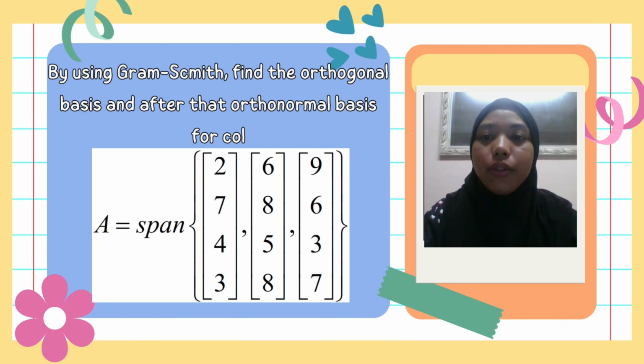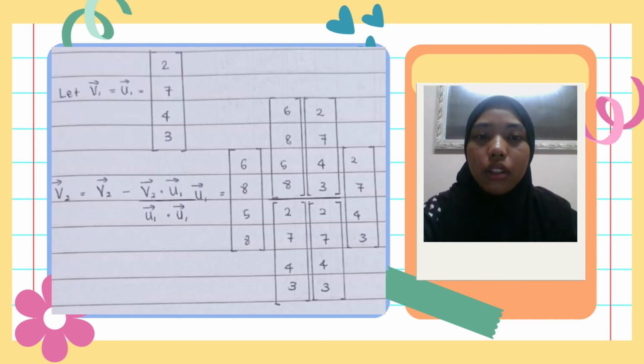Assalamualaikum warahmatullahi wabarakatuh. Okay, for the next question, which is by using Gram-Schmidt, find the orthogonal basis and after that the orthonormal basis for A equal to the span of 269, 786, 453 and 387. For the next step, we let V1 equal to U1 by starting with column 1, 2743, and then to find V2, we use the formula V2 minus V2 multiplied with U1 over U1 multiplied with U1, and then multiplied with U1.